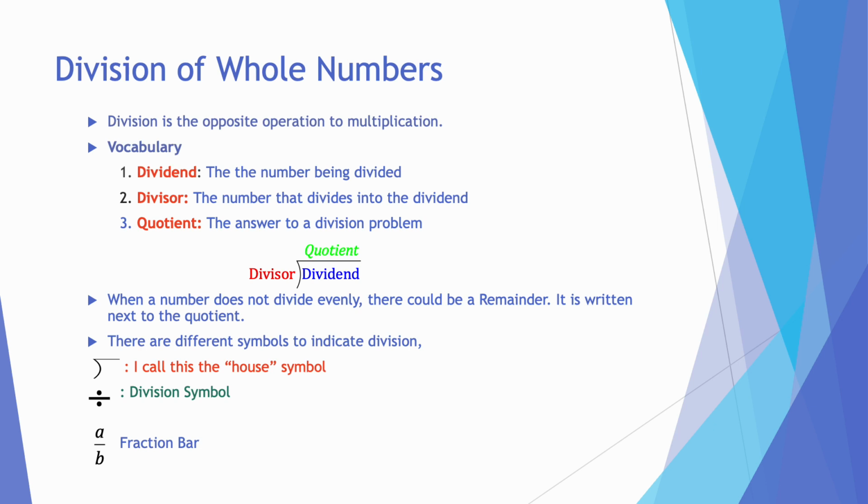I set my division problems up in what I call the little house system, with the divisor outside, the dividend inside, and the quotient at the top. Now, you may set your problems up differently, and that's perfectly fine with me. You will get the same answer. When a number does not divide evenly, there could be a remainder. It is written next to the quotient.